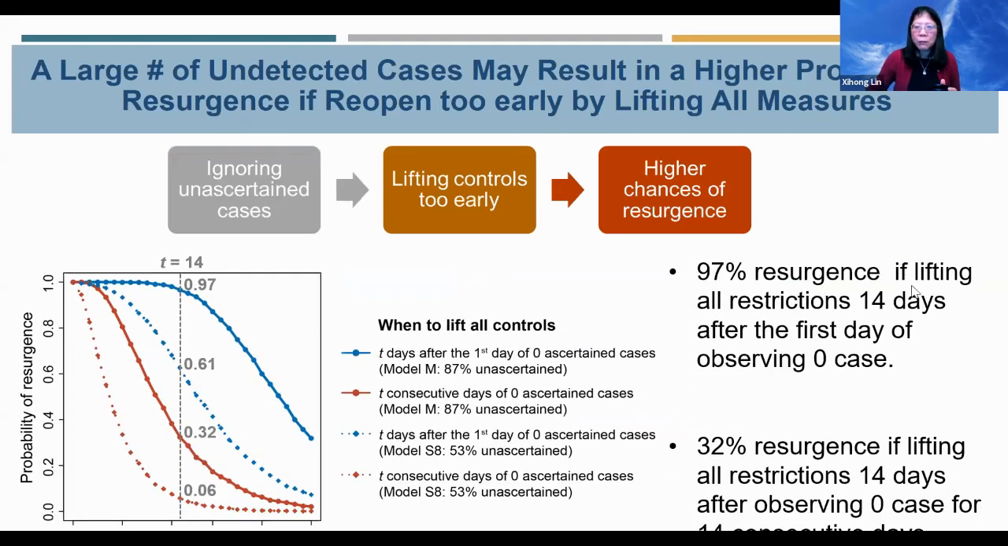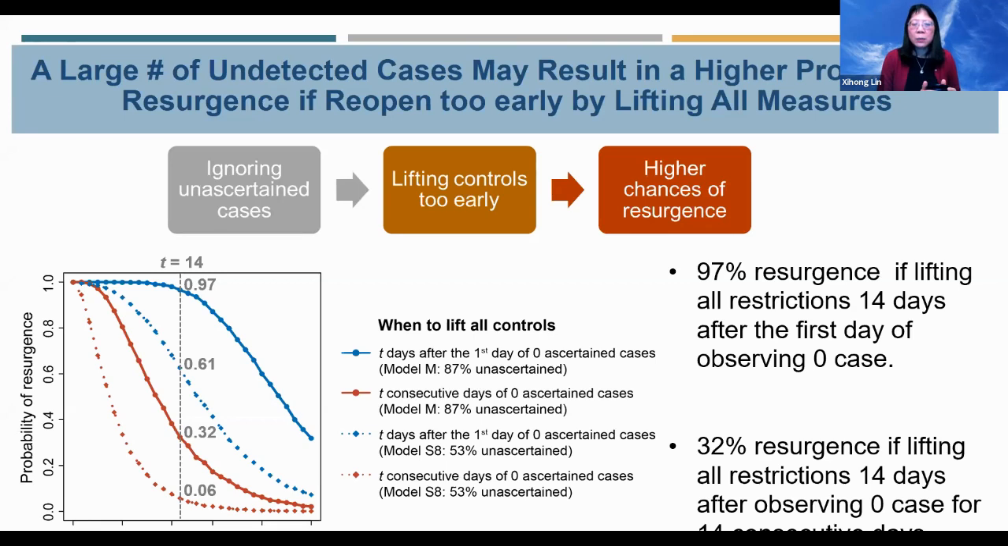So after the first day of no observed confirmed cases, if one reopened the city after 14 days, that means there still could be one or two cases on day one, or one or two cases on day two. In that situation, after 14 days, the probability of resurgence is 97%. But suppose after the first day of no detected cases, one consecutively observes zero cases for 14 days, and then reopens by lifting all the control measures. Then the probability of resurgence is about 32%.